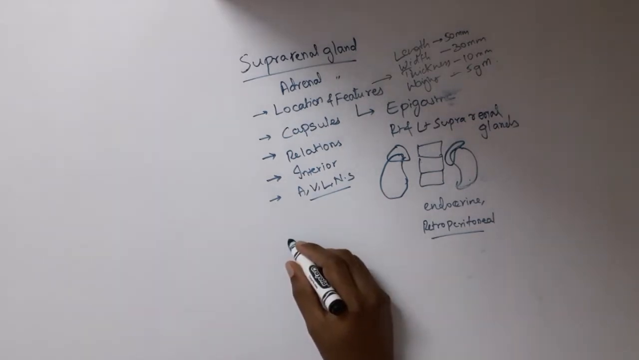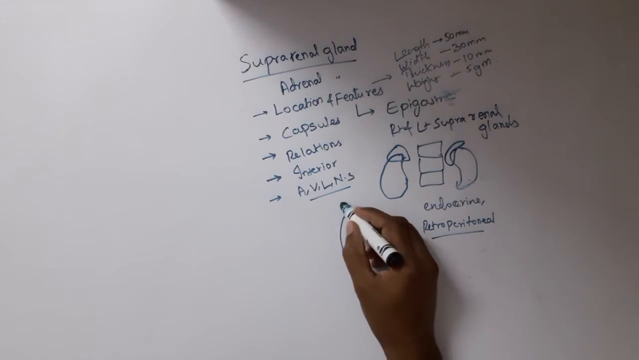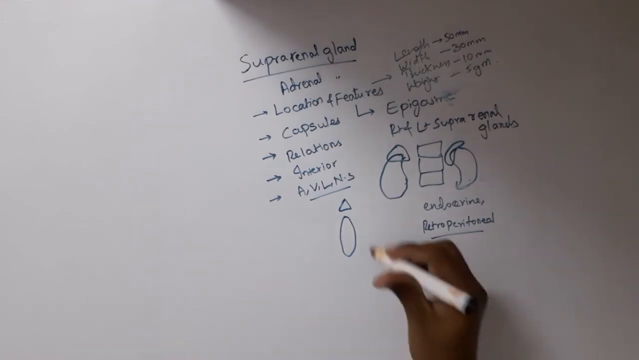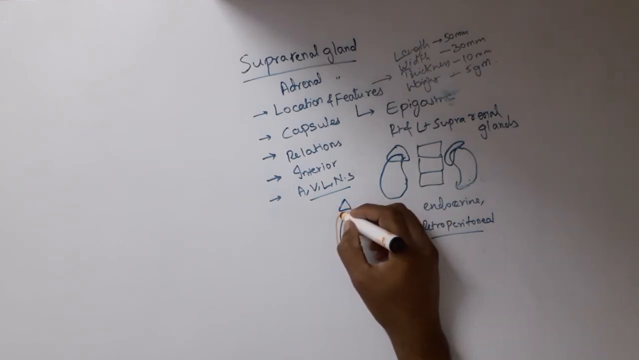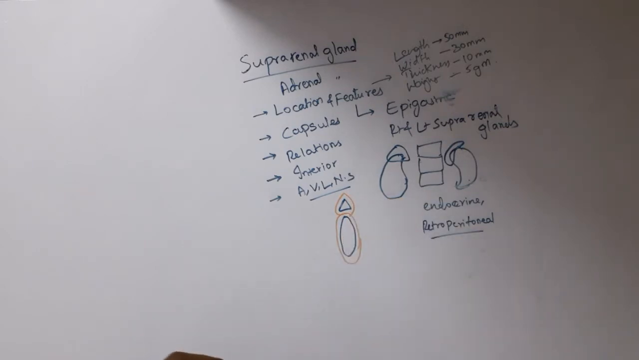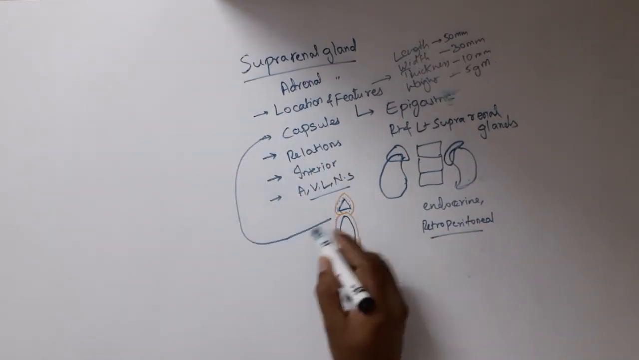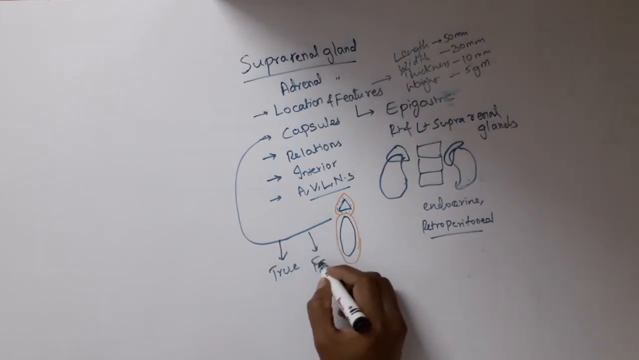Then we have the capsules. What are these capsules? If you see a section of a kidney, above that we have the suprarenal gland. Covering the kidney and the suprarenal gland, we'll be seeing only what is specific to the suprarenal gland. Surrounding the suprarenal gland there are two types of coverings, that is the capsules. One is the true capsule, the other one is the false capsule.